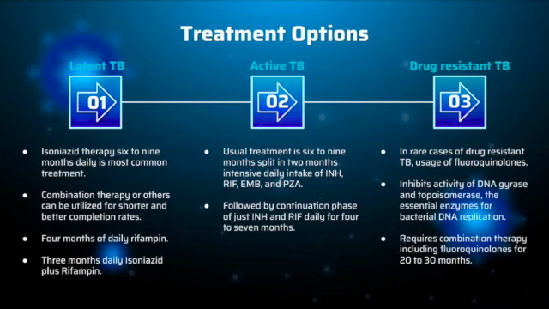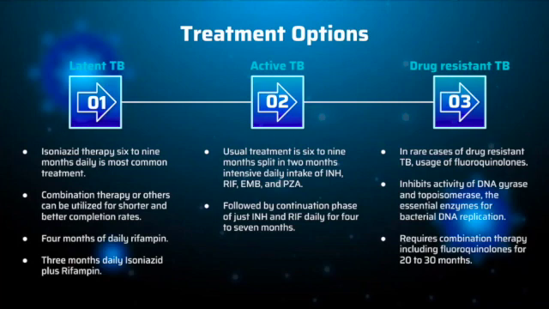Next, moving on to active tuberculosis. The usual treatment is about 6 to 9 months, and that's split into two stages. The first is the intensive stage, where it's 2 months of daily intake of isoniazid, rifampin, ethambutol, and pyrazinamide. This is followed by a continuation phase for 4 to 7 months of just isoniazid and rifampin.